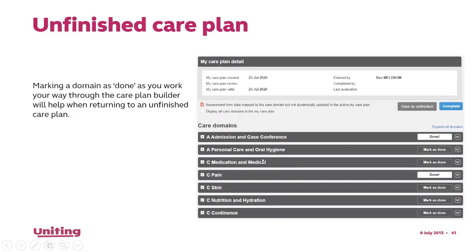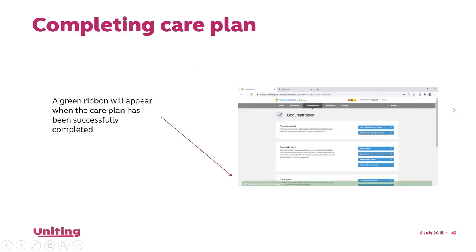When you're happy with the entire care plan, you can hit complete. If you haven't finished, you want to come back, add some more information, then save it as an unfinished care plan. When you're happy with it, hit complete and your care plan will come up as completed, and the green ribbon will appear at the bottom of the page to let you know that you've successfully completed that care plan.